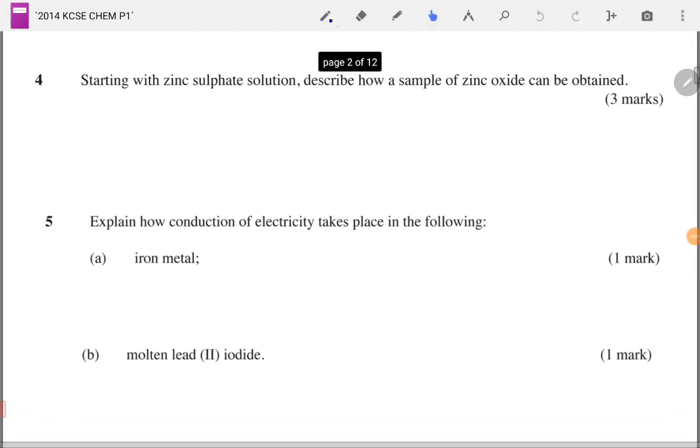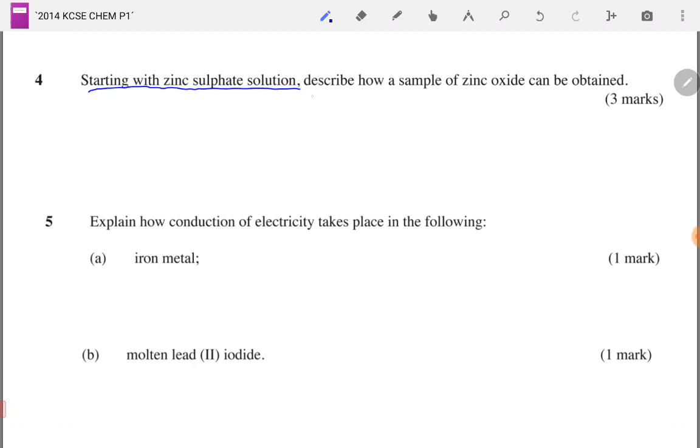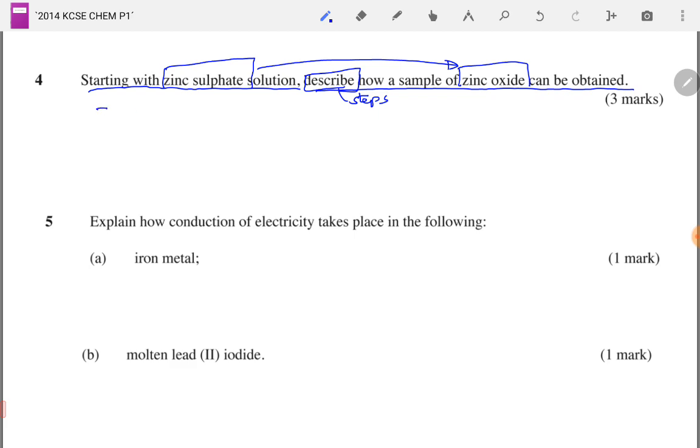Question 4 reads: starting with zinc sulfate solution, describe how a sample of zinc oxide can be obtained. So we are to obtain zinc oxide from zinc sulfate solution. Which are the steps that we require? Because we are told to describe. Now, zinc sulfate to zinc oxide. There is one way to do this.